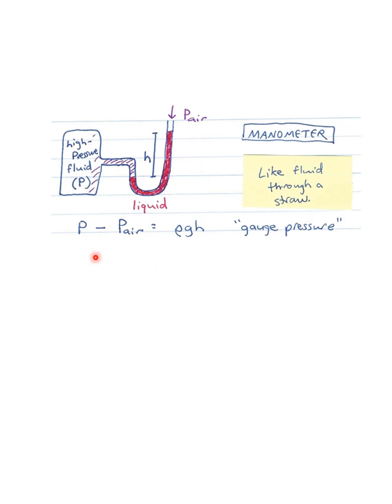So the pressure that you're measuring on the left minus the air pressure is rho g h. And that's called the gauge pressure. So you're not actually measuring P directly by rho g h. Notice it's P minus P air. But what it is telling you is the difference between the pressure and the air pressure. And so we call that the gauge pressure.